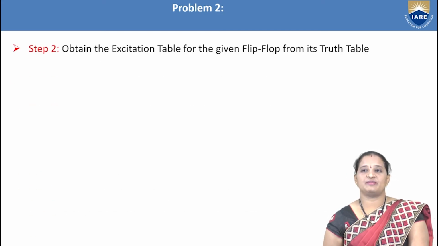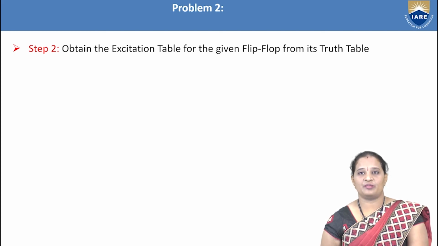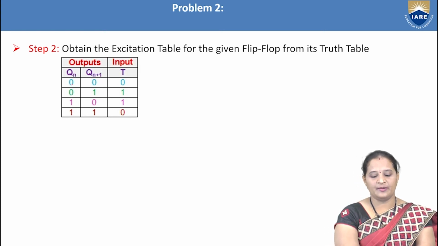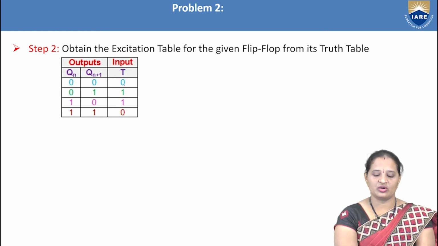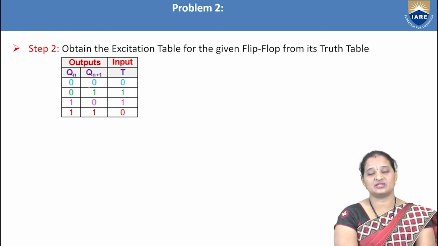Now get the excitation table for the T flip-flop, because here our given flip-flop is the T flip-flop, right? So this is the excitation table for the T flip-flop. How can we write it? As Qn and Qn plus 1 are 0, 0, that means both are equal. There is no change in the state of the flip-flop. That happens when the toggle input is 0. So that is why the toggle input is 0 here. And here, the present state is 0 and the next state is 1. That means the next state is the complement of the present state. That happens when the toggle input is 1.